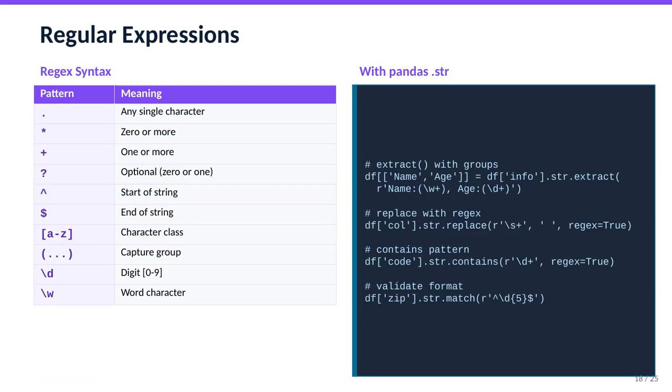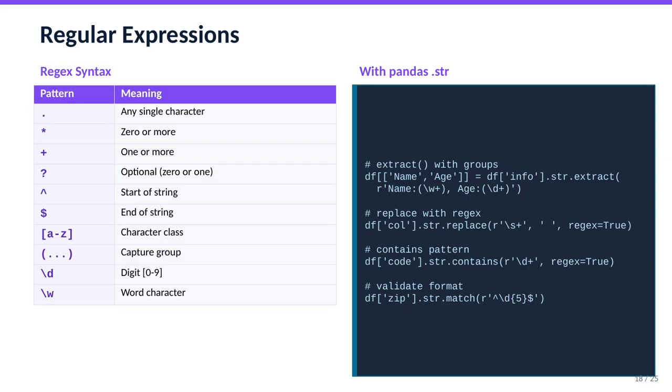Quick regex cheat sheet. Dot matches any single character. Star means 0 or more, plus means 1 or more. Question mark makes the previous token optional. Caret anchors the start, and dollar anchors the end. Square brackets define character classes. Parentheses create capture groups. \d is a digit, and \w is a word character.